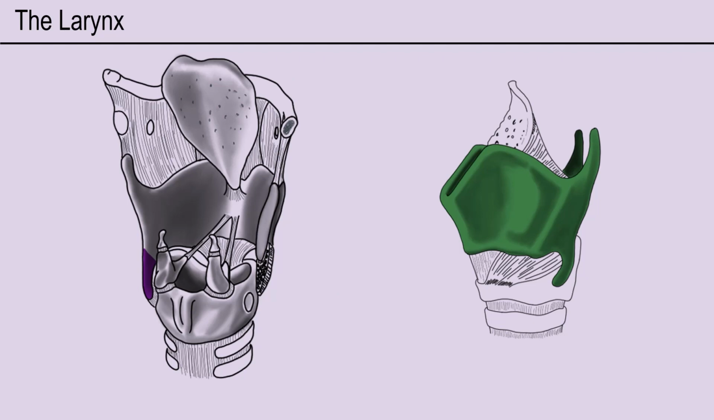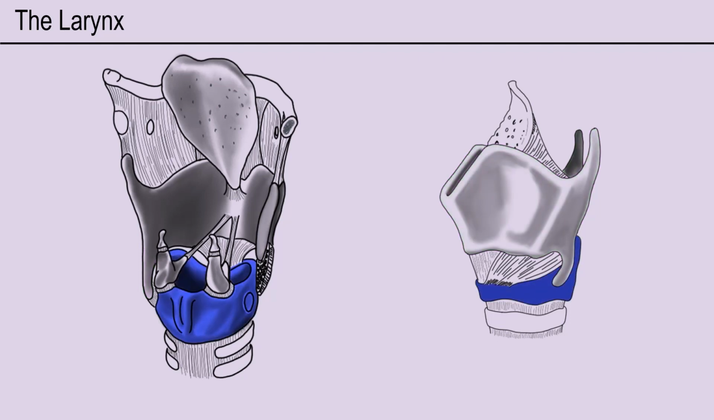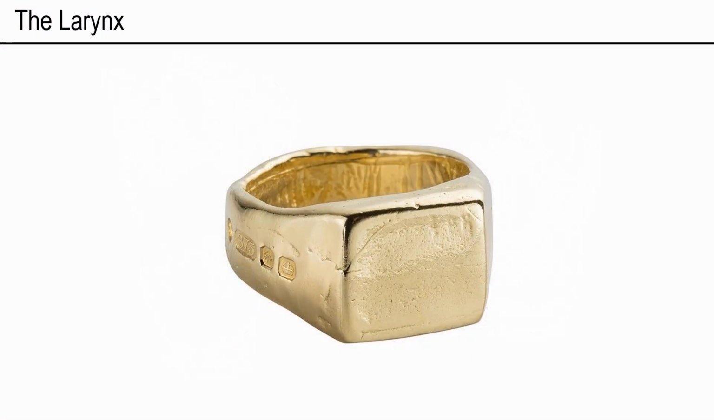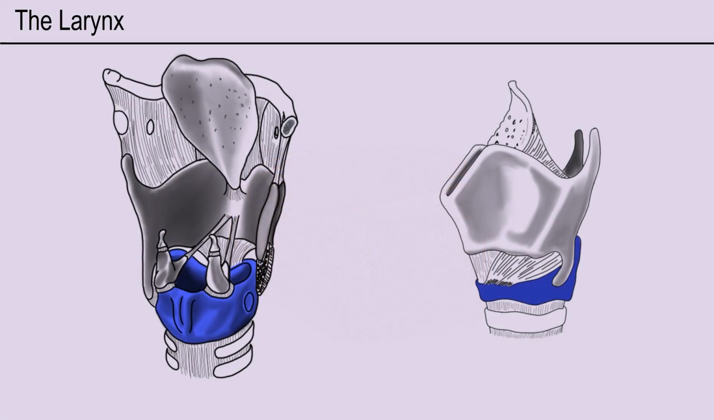Below the thyroid cartilage, before the larynx transitions into the trachea, we have the only complete circular ring of cartilage. This cartilage is the cricoid cartilage, and it is similarly shaped to a signet ring. It forms the inferior aspect of the larynx and is connected to the trachea inferiorly. It is the only complete ring of cartilage that encircles the airway.